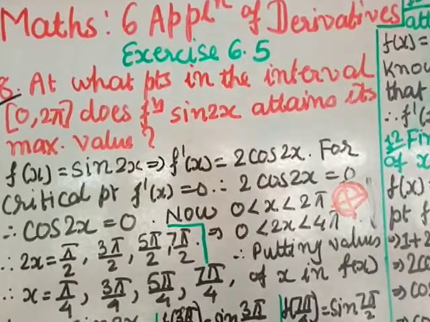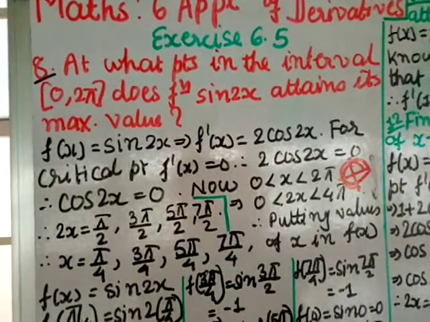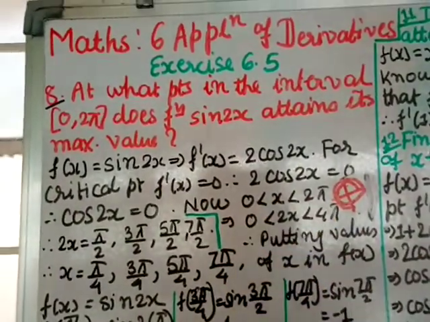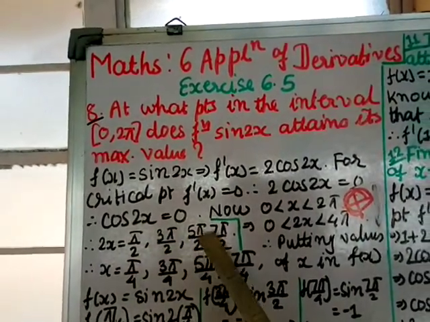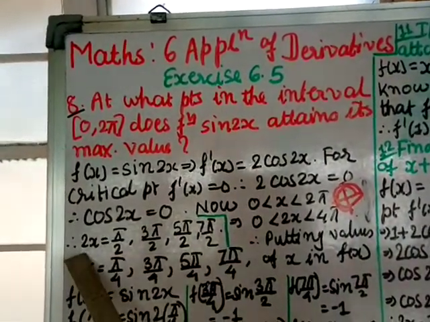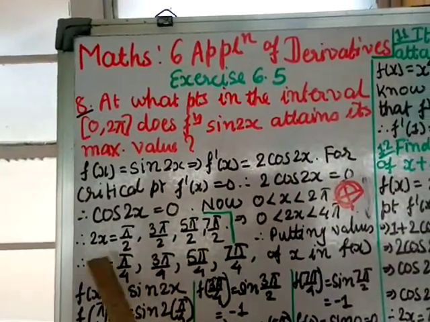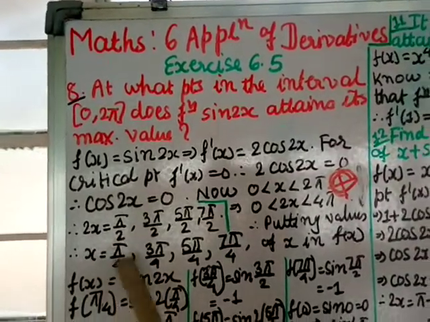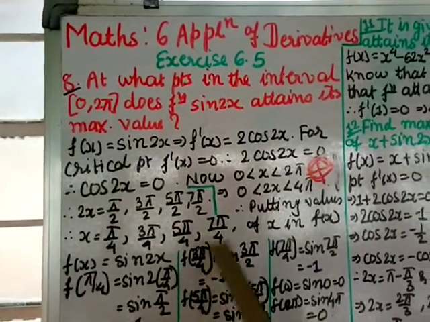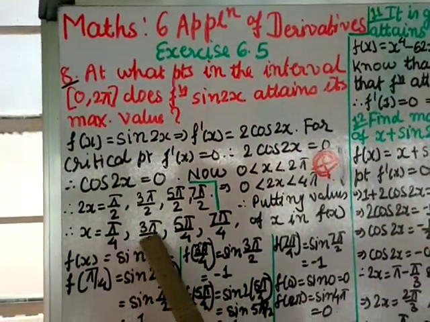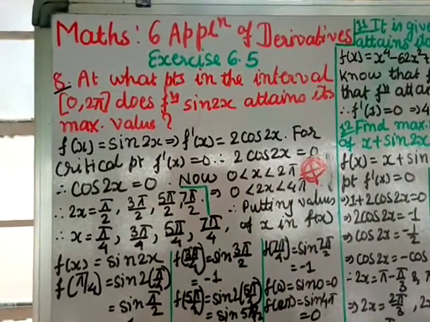All the odd multiples of π/2 give you cos 0. But here the interval is only 0 to 2π, so there will be only 4 values: π/2, 3π/2, 5π/2, 7π/2. But I have got 2x values, so I'll write 2x. Transferring the 2 to this side, x is equal to π/4, 3π/4, 5π/4, 7π/4. Now I am going to put all these 4 values of x in the given function and see which is the maximum value; that will be your answer.